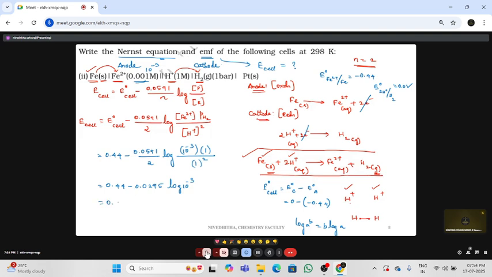So it is 0.44 minus 0.0295 into minus 3 log 10. What is the value of log 10? Last class we discussed the log values also. It is 1. Very good. So substitute the value of log 10, simplify, and let me know the value of E cell.